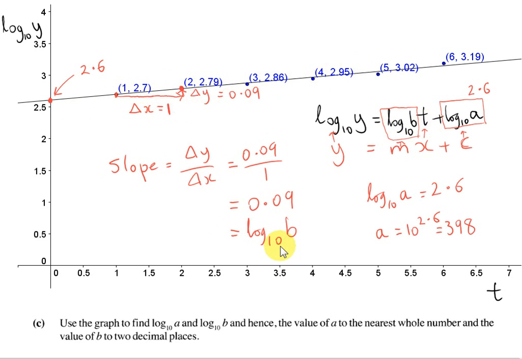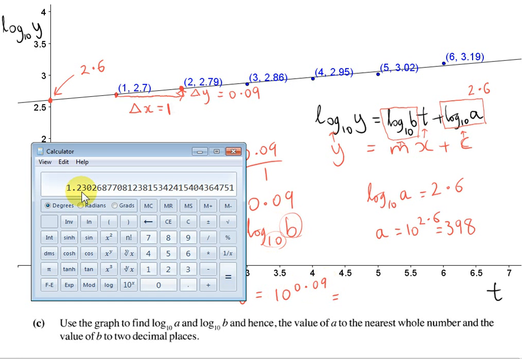So how do we find b? Well, we put the base to the power of 0.09, and that gives us the argument, which is b. So b is 10 to the power of 0.09. To 2 decimal places we get 1.23.